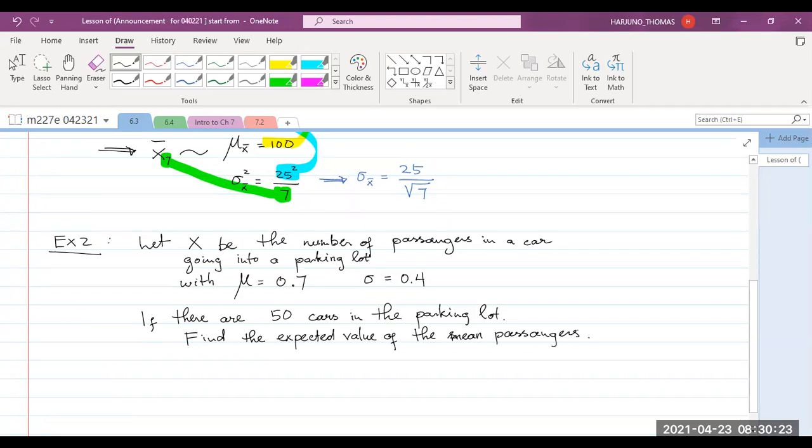So on average, how many passengers do we expect from each car? The expected value of the mean, I think I need to rephrase, expected value of mean passenger sounds really wrong. Expected value of the number of passengers on average.